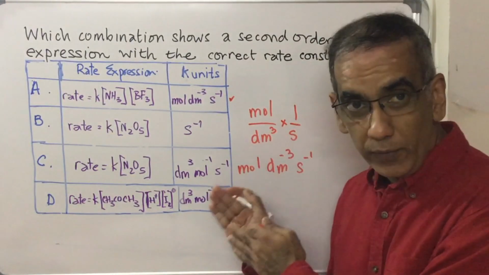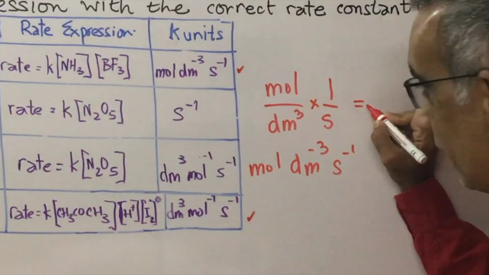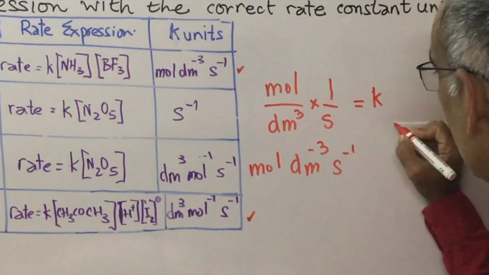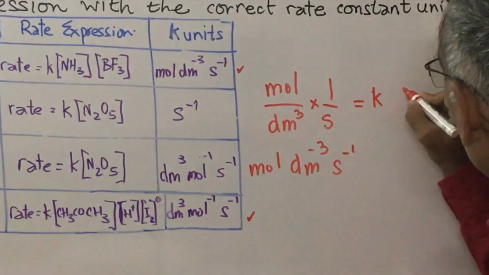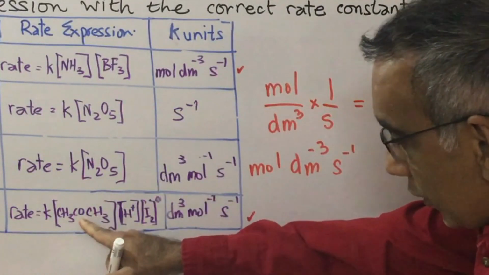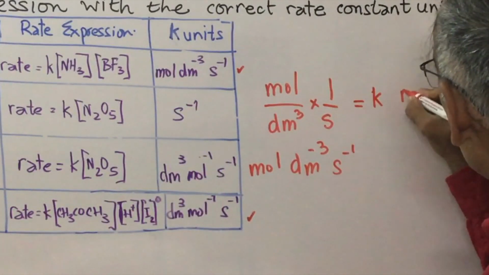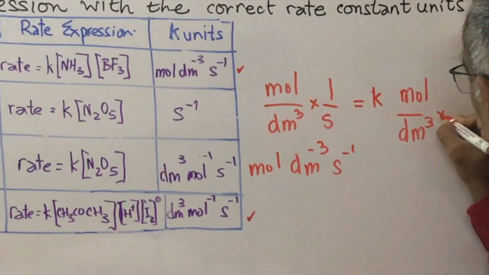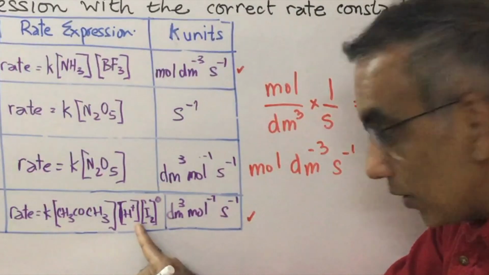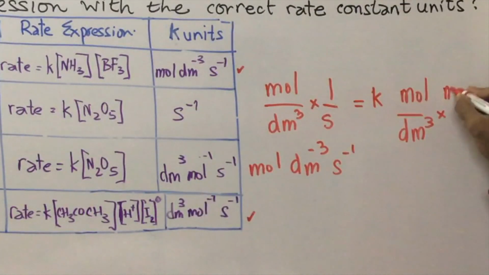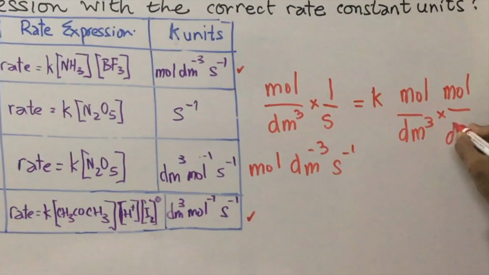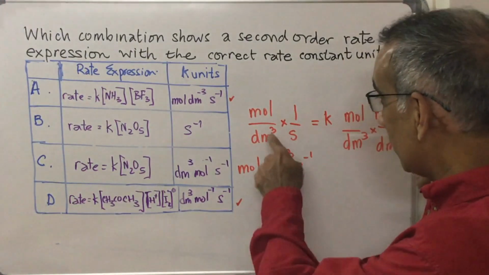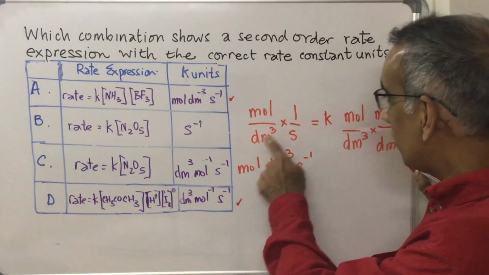So with this unit for rate, if we have a second order reaction, it means rate equals K, which will have to have units, multiplied by concentration of entity 1 in moles per dm cubed, and that multiplied by concentration of entity 2 in moles per dm cubed. And then bear in mind that the answer must come up to moles per dm cubed per second.